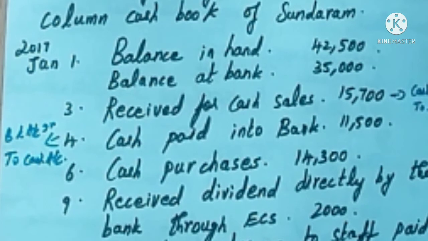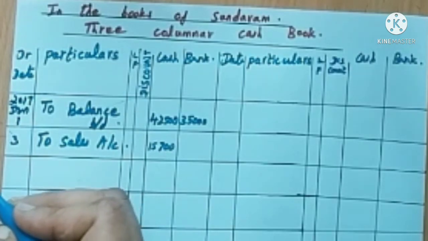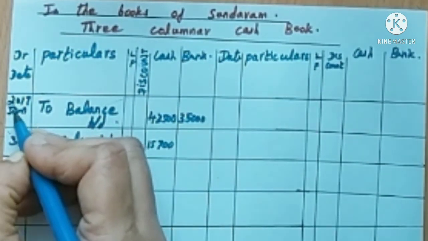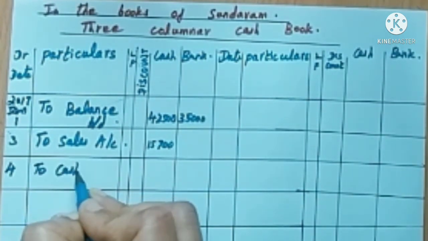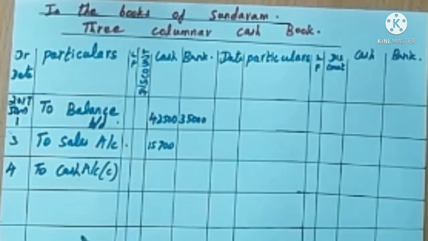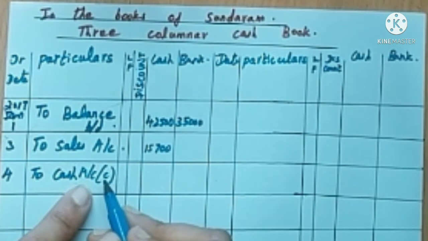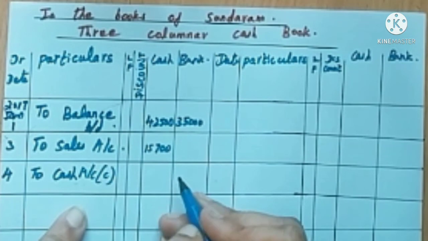Okay. So let's see how to write it in the triple columnar cash book. Remember, the date of the transaction is the 4th January. So what is the entry? To cash account. Okay. So in brackets, I am going to write the letter C. C means contra entry. Okay, now we have seen in the entry that bank account is debited. So I am going to write it on the bank column, the amount of rupees 11,500.